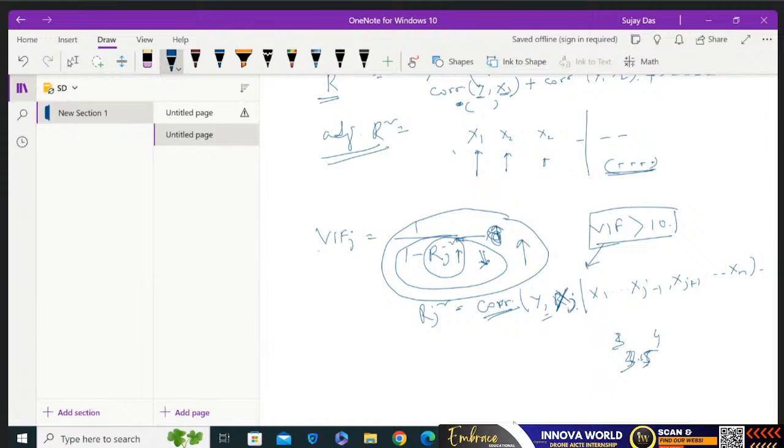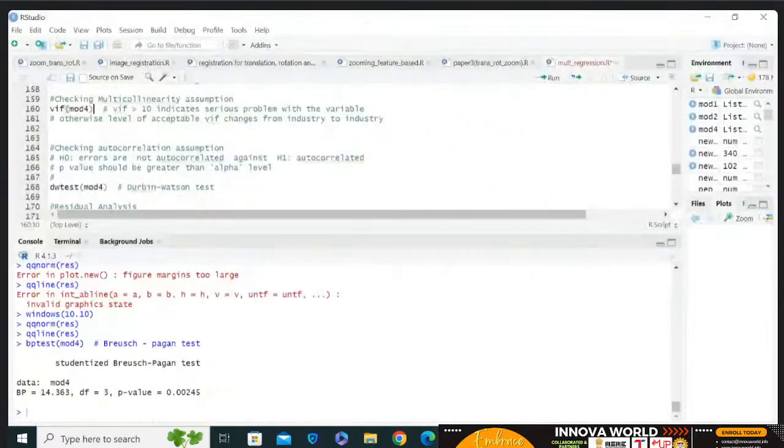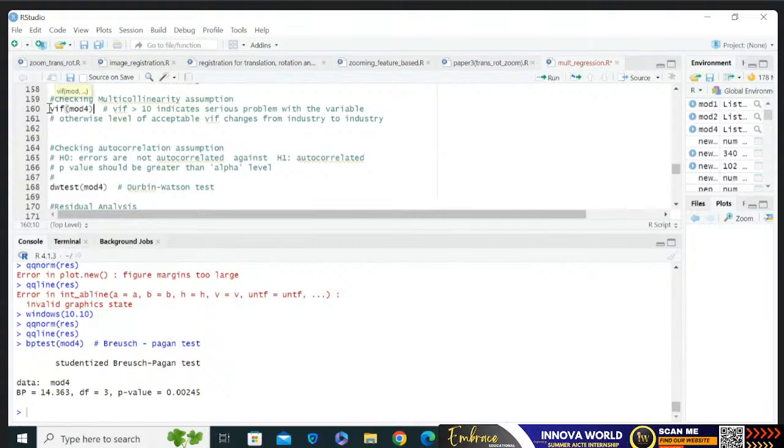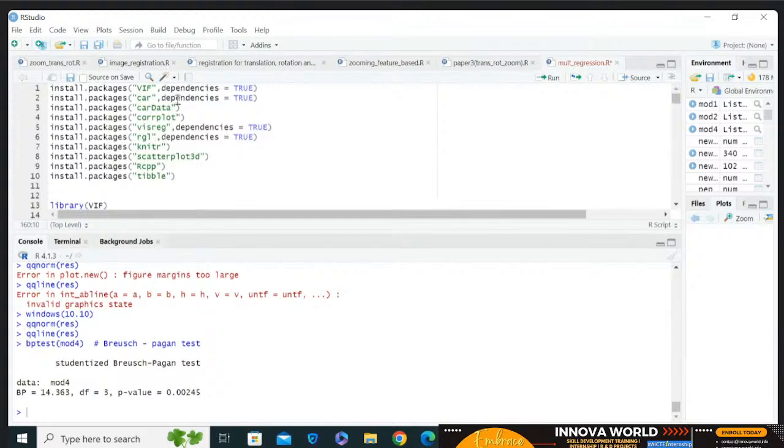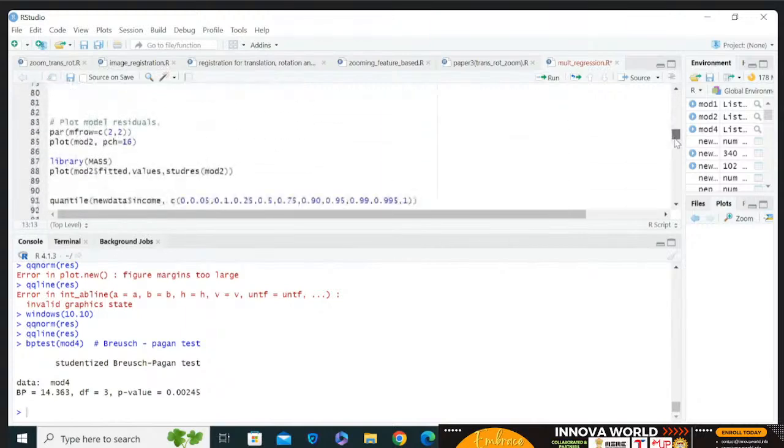Generally in the literature it is said that if the VIF value is greater than 10, we must omit that variable, as it is causing too much multicollinearity, or is highly dependent on other variables. Now let's check the VIF values here. For this you need to use a package called car. I have already used it here: install.packages car, and after that you write library car, and inside the car package you will find this function VIF.